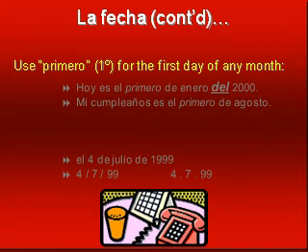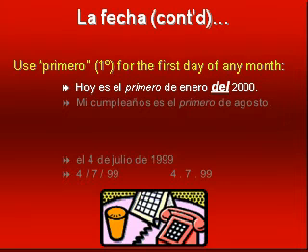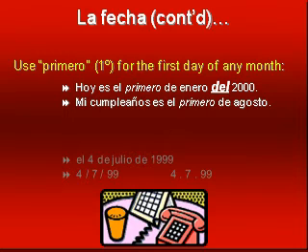When you say most days of the month, all of the others, you just use the number. Es el 4 de julio. Es el 20 de octubre, okay? Pero with the first of the month, hay que usar el primero. You have to use this instead of uno, you say primero. Por ejemplo, hoy es el 1 de enero del 2000. Mi cumpleaños es el 1 de agosto.